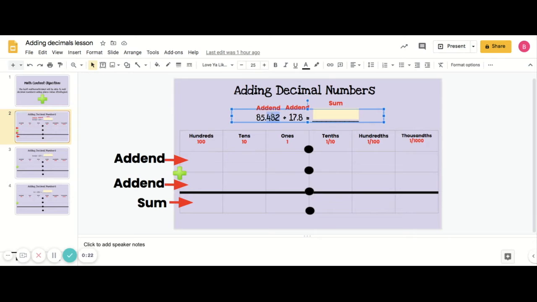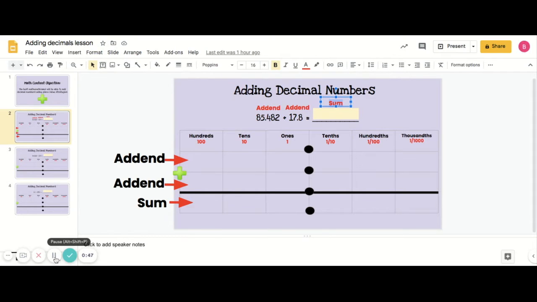If you look at our first number here, we have 85 and 482 thousandths, and that is our first addend. Our second addend is 17 and 8 tenths. The answer to our addition problem is called our sum, and we are going to use these vocabulary words throughout our lesson today.